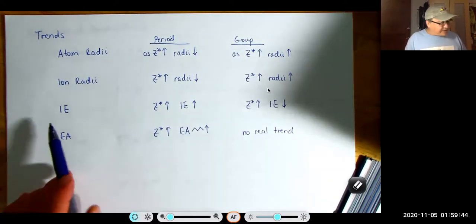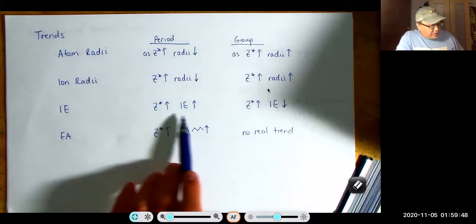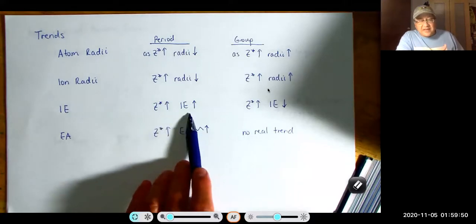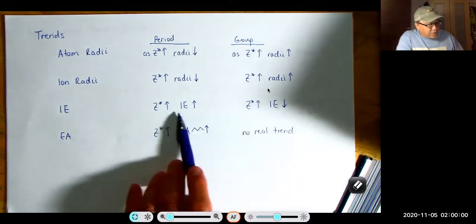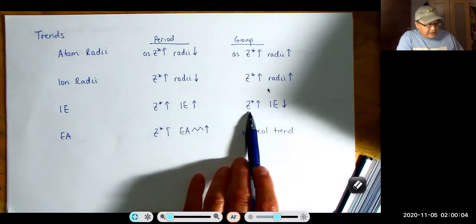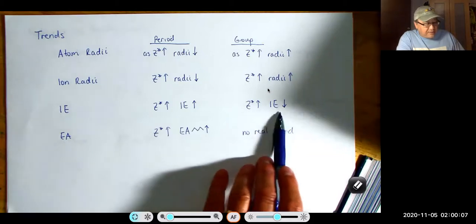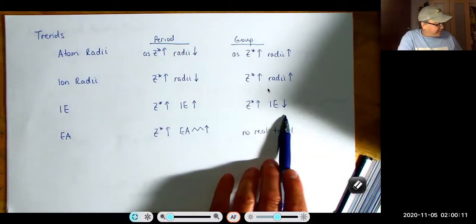Now, for ionization energy, as Z star increases, it's harder to take away an electron. And that kind of makes sense, right? I mean, the more protons you have in the nucleus, the harder it is to take an electron away from that nucleus. And here, that's in a period. In a group, when you get to a larger nucleus, Z star, the ionization energy becomes smaller. Now, that's kind of interesting. And we want to know why.